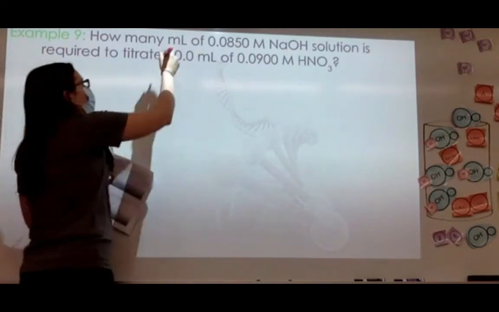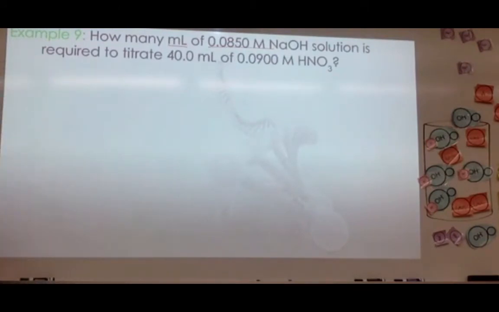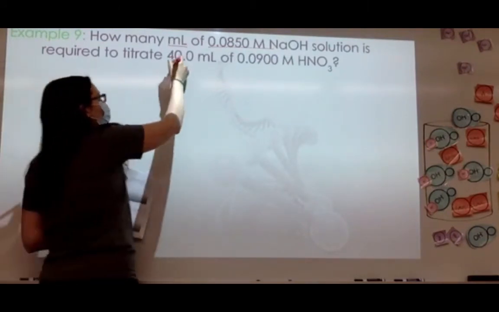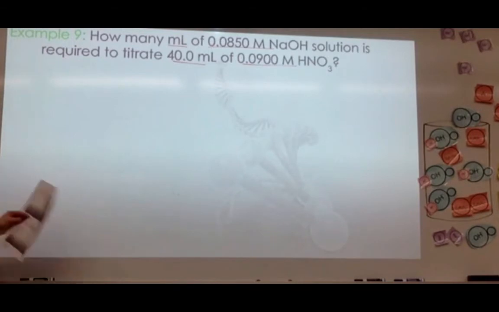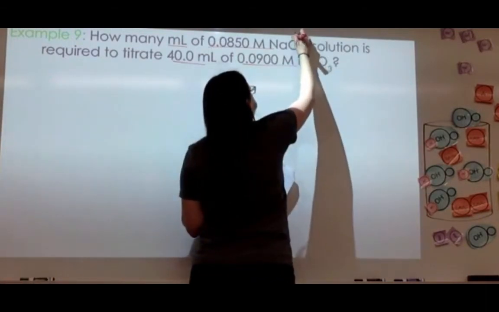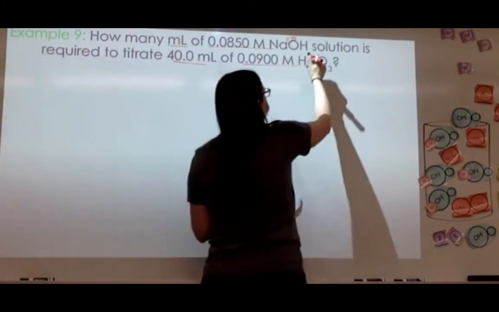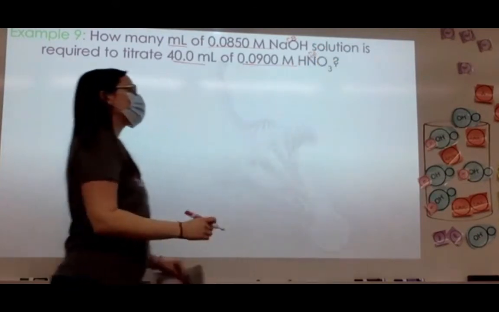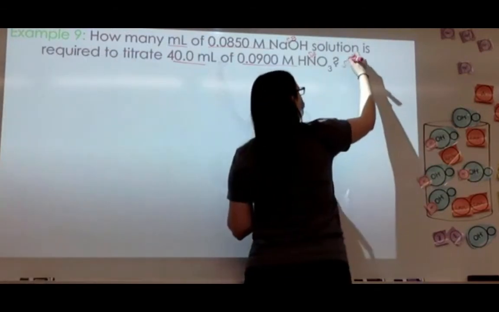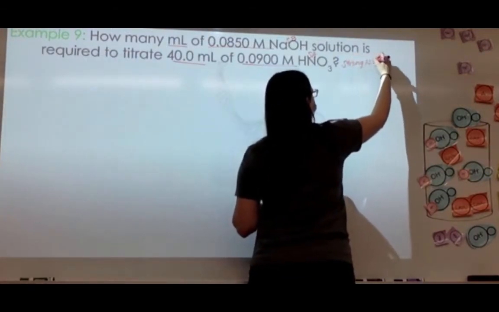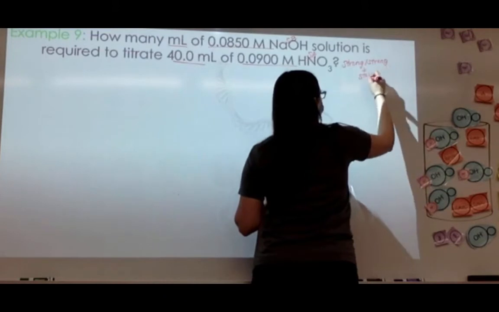This says how many milliliters of a 0.085 molar NaOH solution is required to titrate 40 milliliters of 0.09 molar HNO3. So let's start by labeling the solutions. NaOH, OH- tells me it's a base. Na+ is part of the lowercase b, so it's a strong base. HNO3 is one of the 7 strong acids. Strong, strong tells me it's stoichiometry. Strong acid, strong base, the reaction is just stoichiometry. No equilibrium, just stoich.